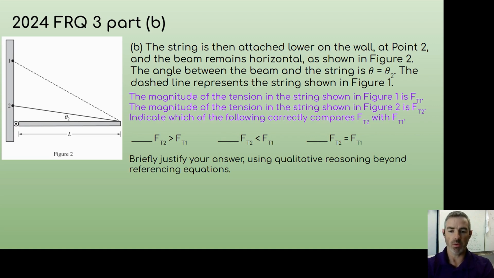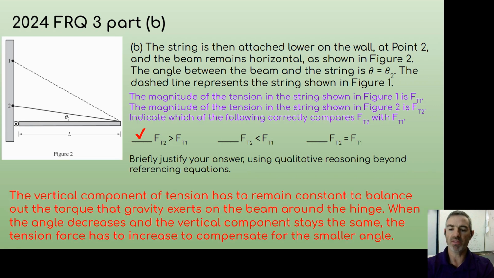So for qualitative reasoning, we're going to check Ft2 is greater than Ft1. The reason for this is that the vertical component of tension has to remain constant, to balance out the torque that gravity exerts around that hinge. So when the angle decreases, the vertical component stays the same so that the torques are still balanced, and the tension force has to increase to compensate for the smaller angle.